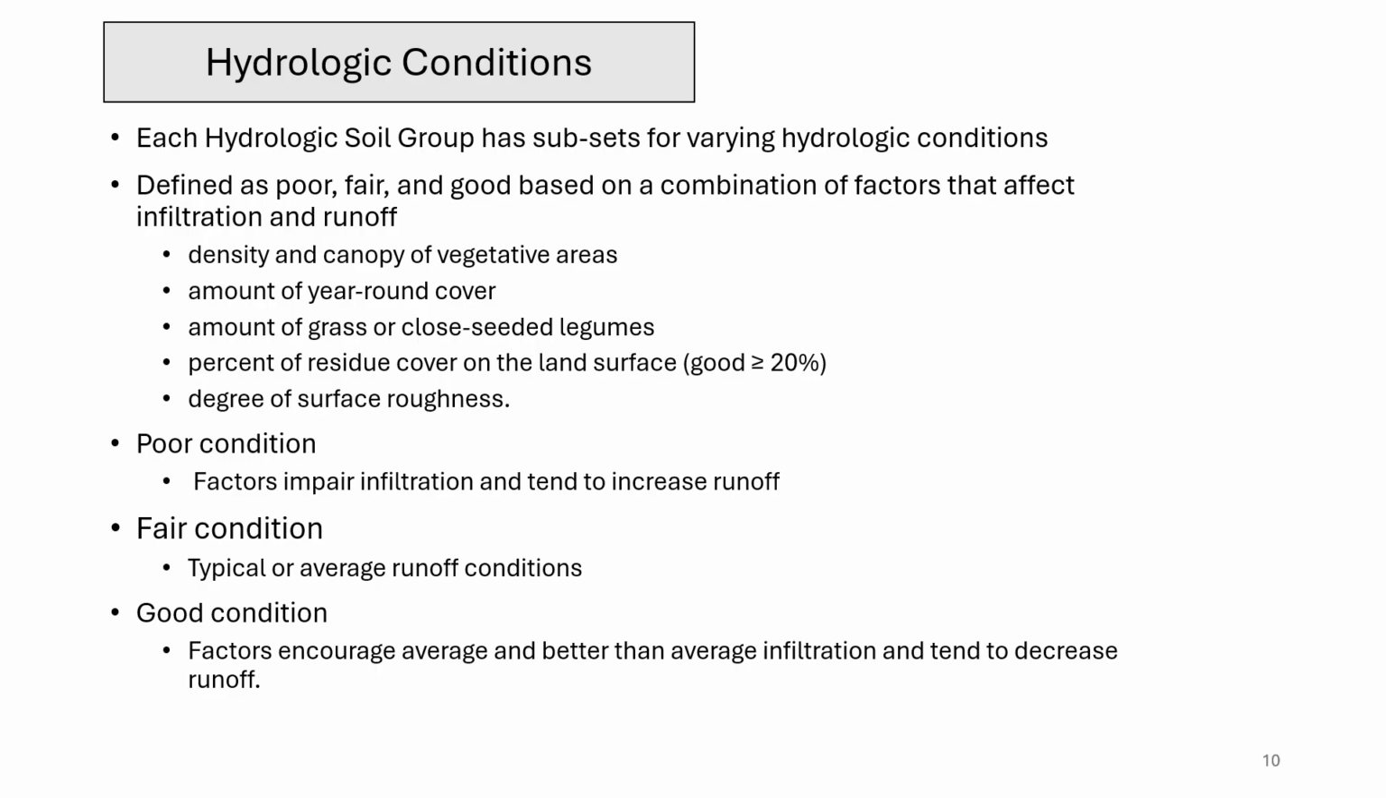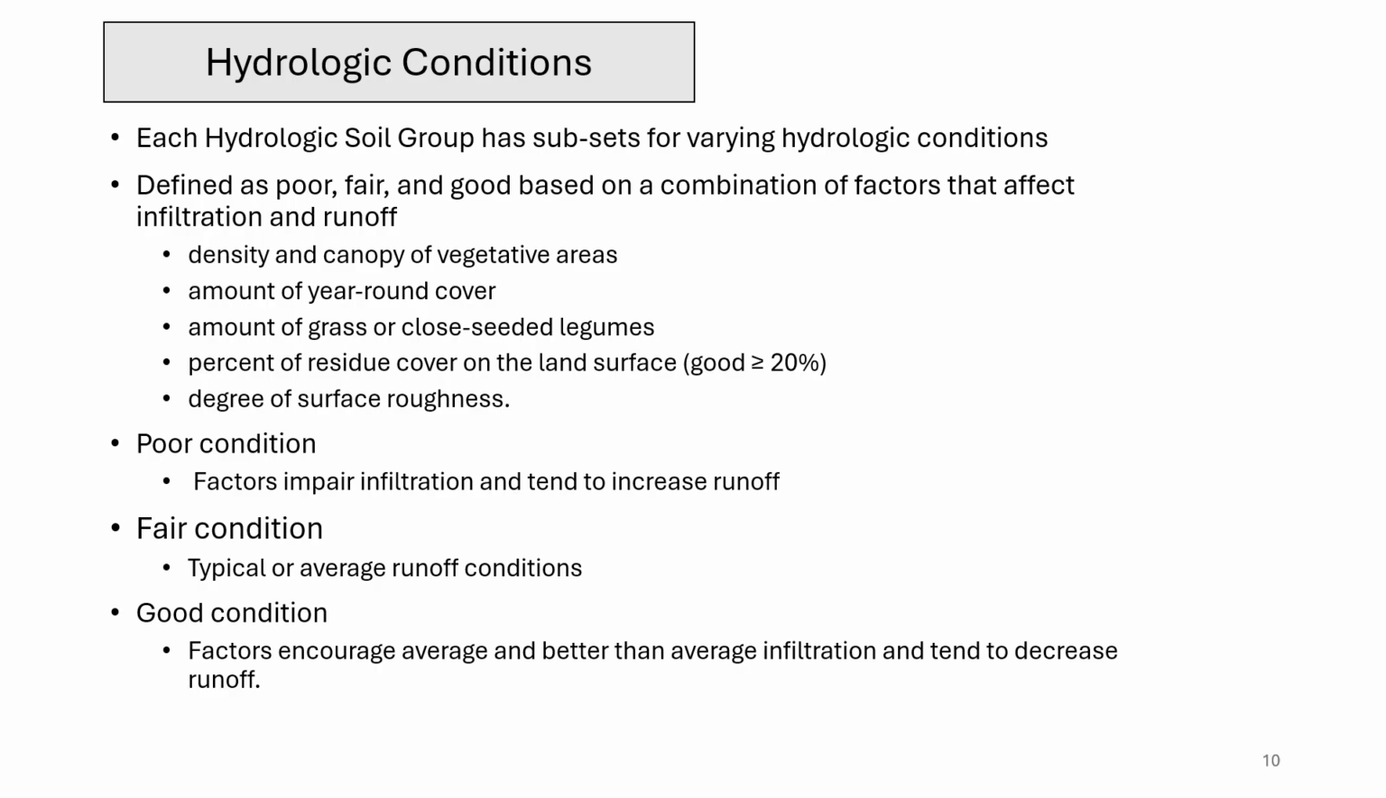Key factors include the density and canopy of vegetative areas, the amount of year-round cover present, the extent of grass or close-seeded legumes, the percentage of residue cover on the land surface, where good conditions typically mean at least 20% residue cover, and the degree of surface roughness. Let's break down what each condition means.